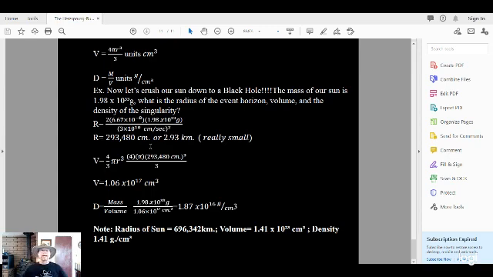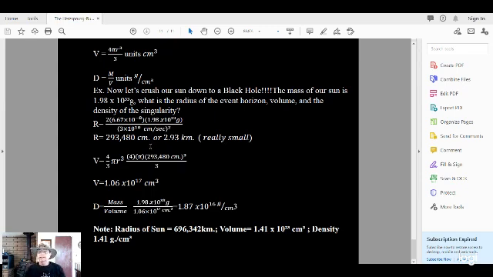Now I'm going to take that in centimeters, cube it, times pi, times 4, divide the whole mess by 3, and I get the volume of the event horizon. This whole area is 1 times 10 to the 17th centimeters cubed. Sounds big until you figure out that the actual volume of the sun, I put it at the bottom here, is 1.41 times 10 to the 23rd. So we really made it small.